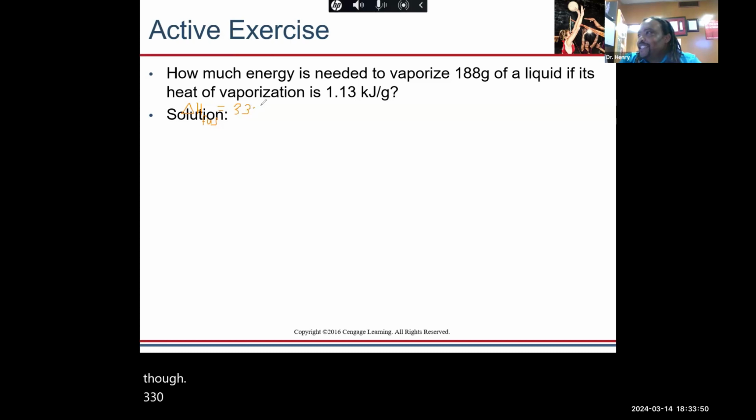333 joules per gram. Okay. Let's move that out of the way so we can actually see the full thing.